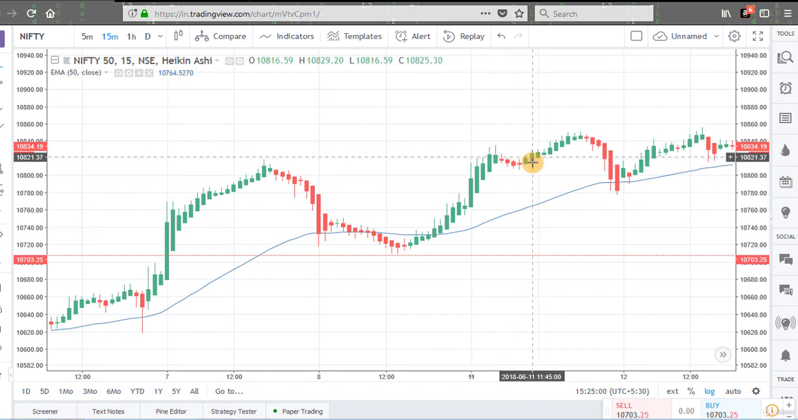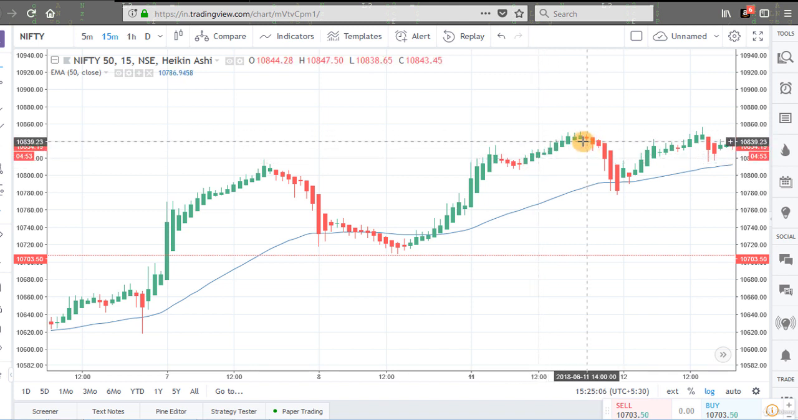Again, we are getting a signal candle here. We can make our entry on the next candle at this candle, and here we are getting a doji candle of red color, so we will exit here.